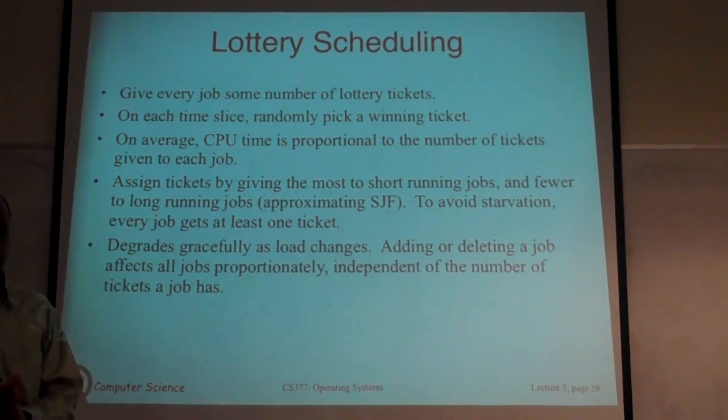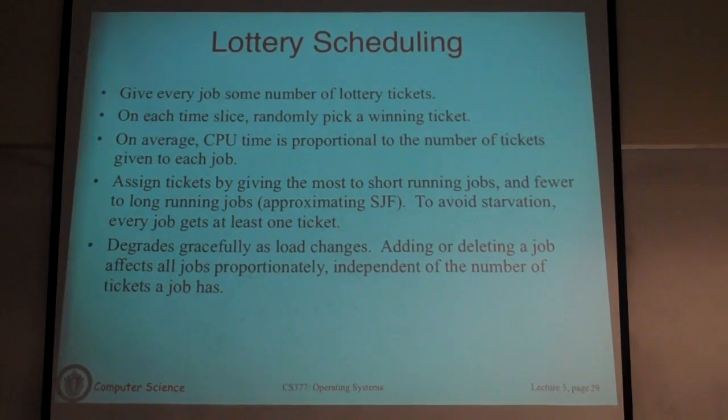So here is how it works. You are going to give each job some number of lottery tickets. Think of them as real lottery tickets. Whenever the scheduler runs, it will say, give me all your lottery tickets. It will run a lottery. From all the tickets, it will pick a winning ticket. The job that holds the winning ticket is the one that is going to get to run next.